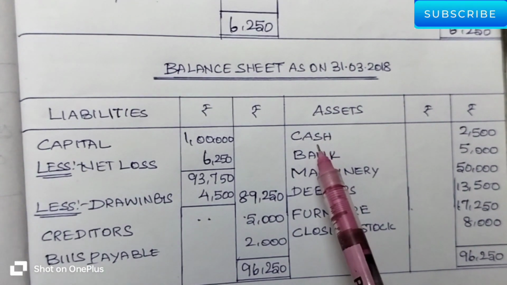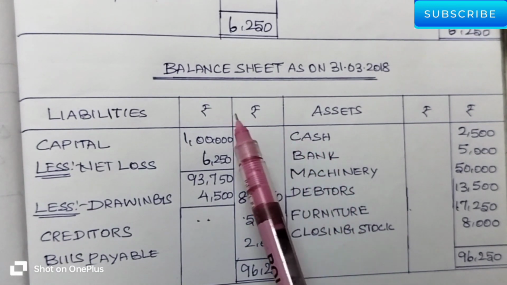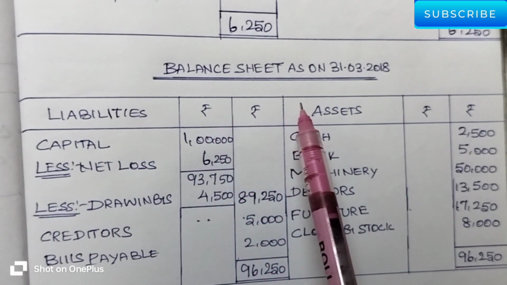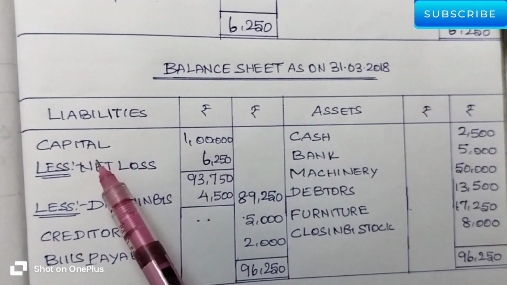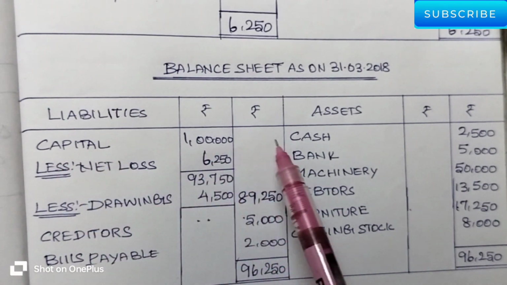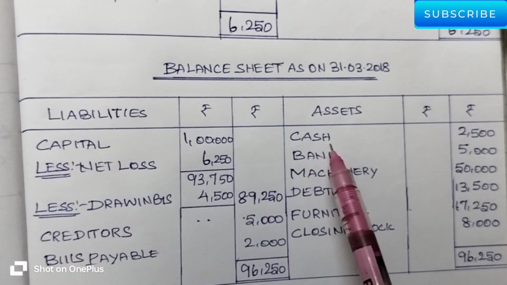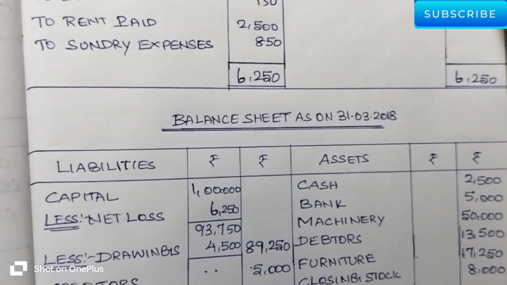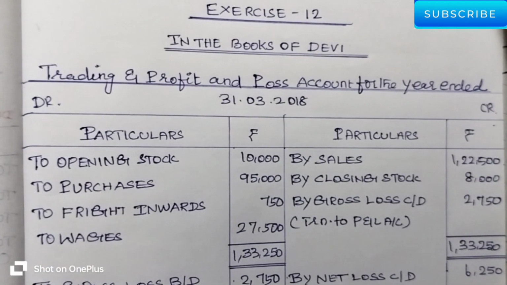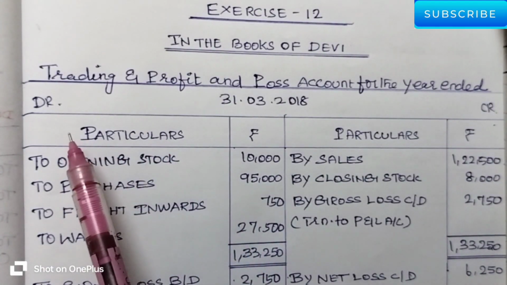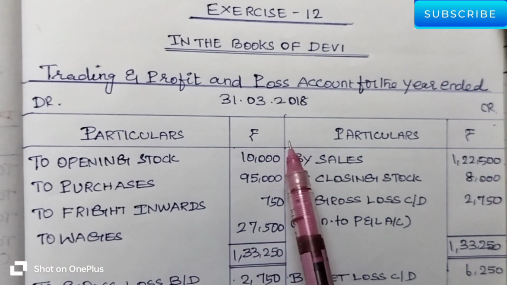That means as per the format of the balance sheet, you just enter the items that they gave in the question. You have to enter liabilities and the asset side. So we prepared the heading and format of the trading and profit and loss account.